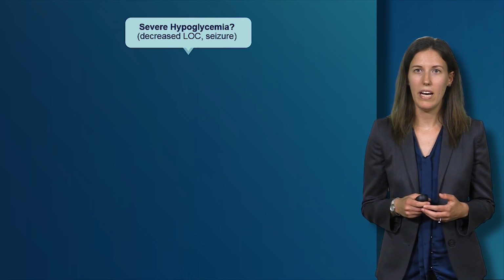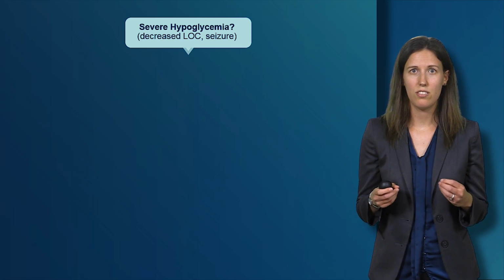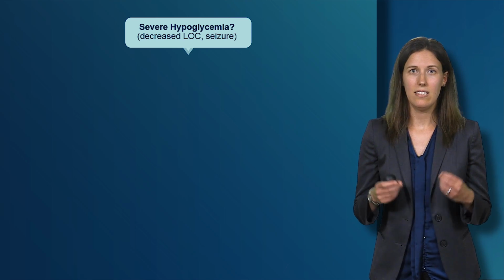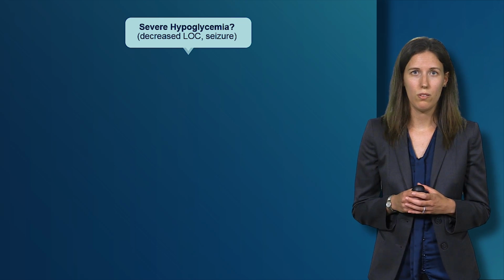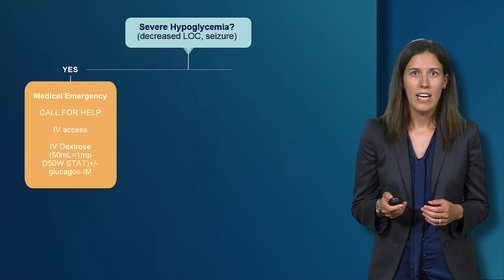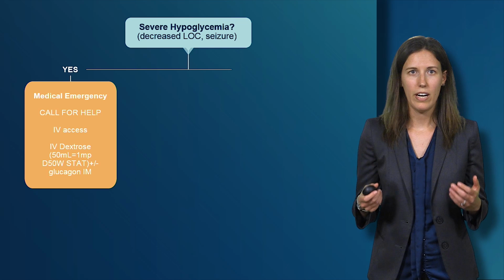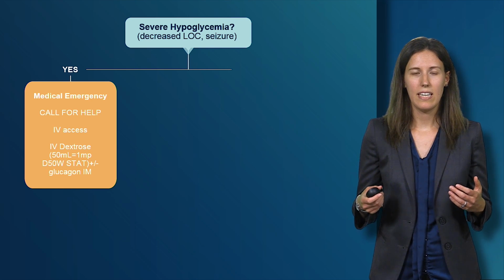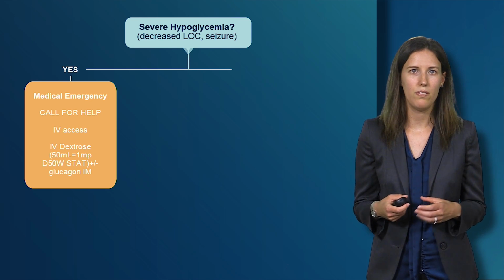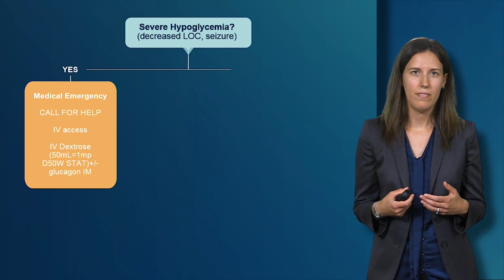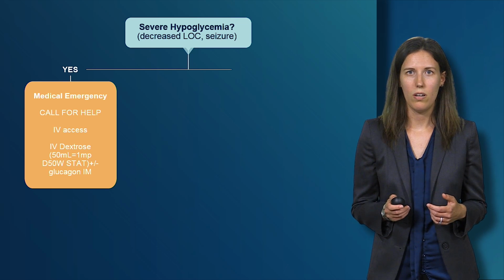Here is an algorithm to outline the management of hypoglycemia. The first question is: is this severe hypoglycemia? And severe hypoglycemia is when there's a low blood sugar and decreased level of consciousness or seizure. If the answer is yes, then this is a medical emergency and you should call for help, get IV access, and give IV dextrose, a full amp, which is 50 milliliters of D50W stat. If there's no IV access, it may be necessary to give IM glucagon.